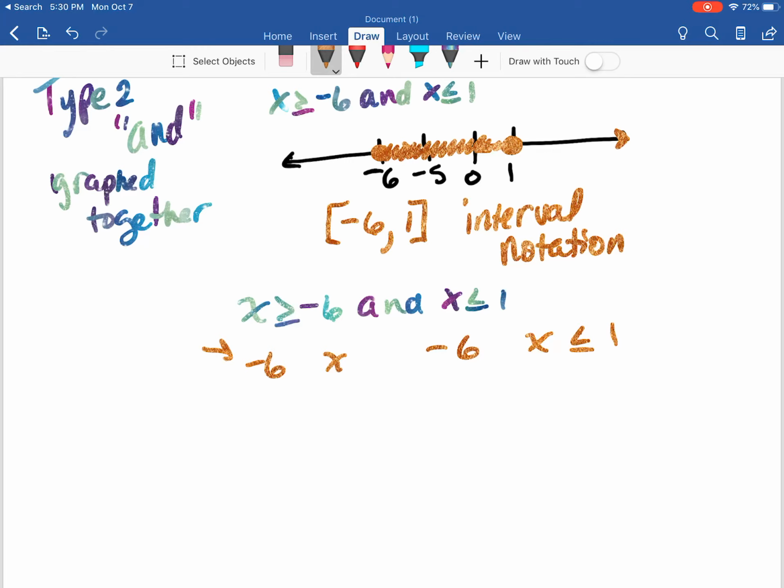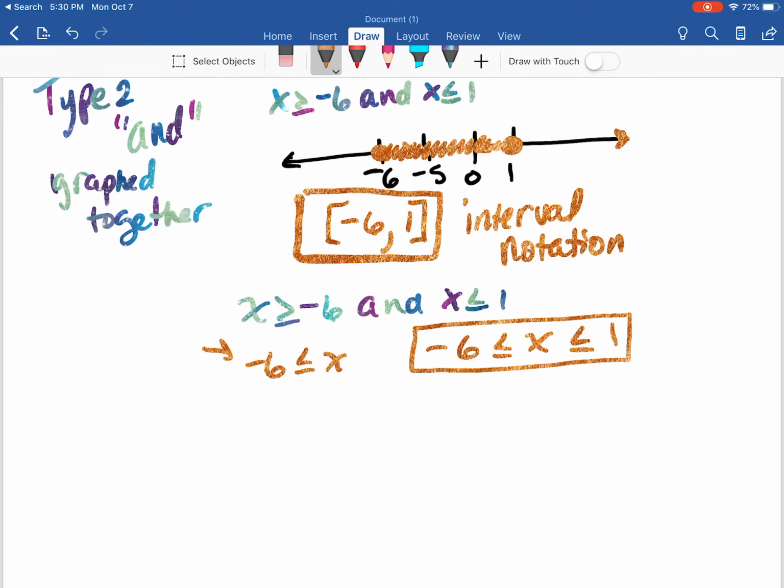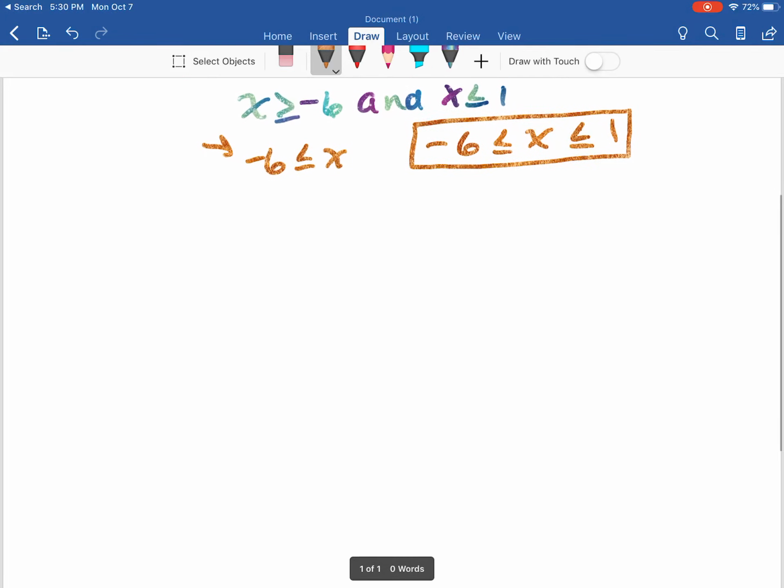When I rewrite that, I need to switch my inequality symbol. So instead of x being greater than or equal to negative 6, negative 6 needs to be less than or equal to x. So we're saying the same thing. They're equivalent statements. All we did was switch where the x fell in. So that lets us write our condensed form of our inequality statement. Negative 6, less than or equal to x, less than or equal to 1. Okay? So this is our interval notation, and this is our condensed form.